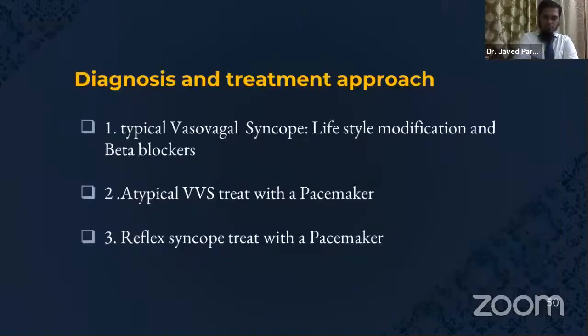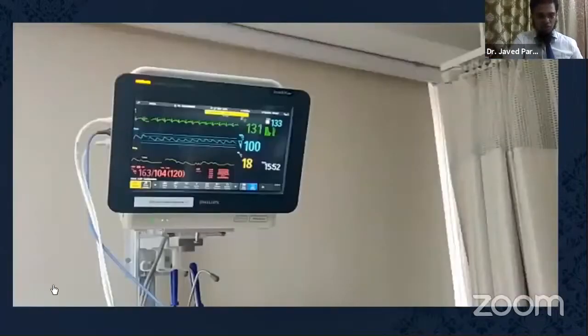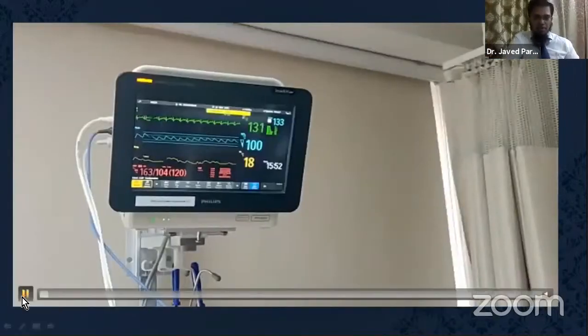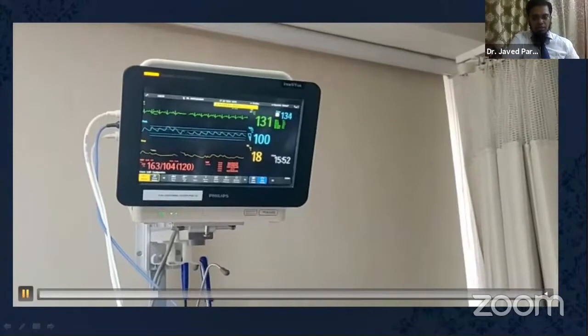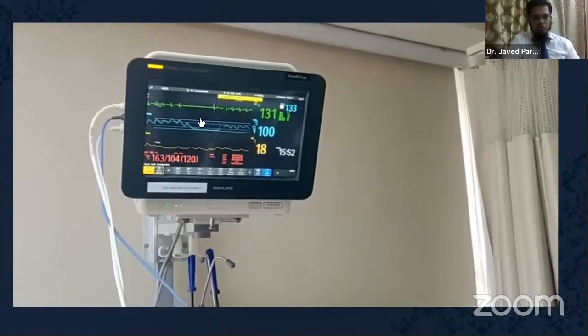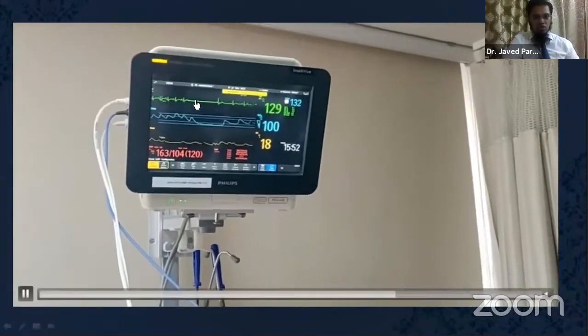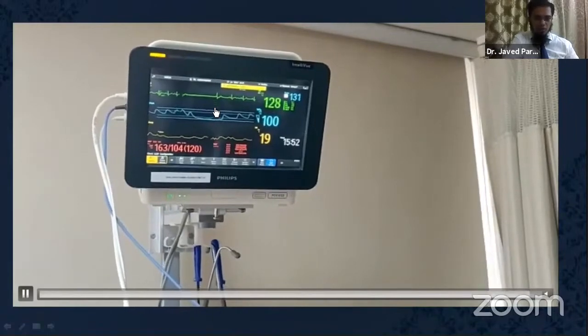It's again 50% for the third option, reflex syncope, which needs treatment with a pacemaker, and the others are 25-25%. Okay, so I think they've got this absolutely right. I'll go back to the video and show it once again. What happened is that the patient, while swallowing, was showing periods of asystole, a long pause, sinus arrest or long pause.